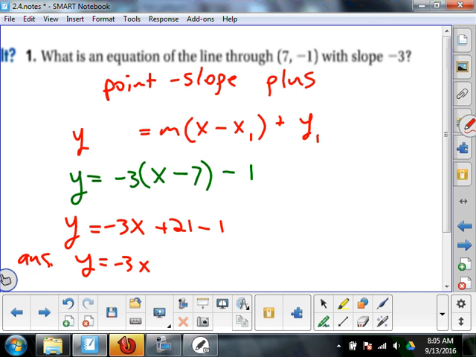So my final answer is y equals negative 3x plus 20, and then that's it.